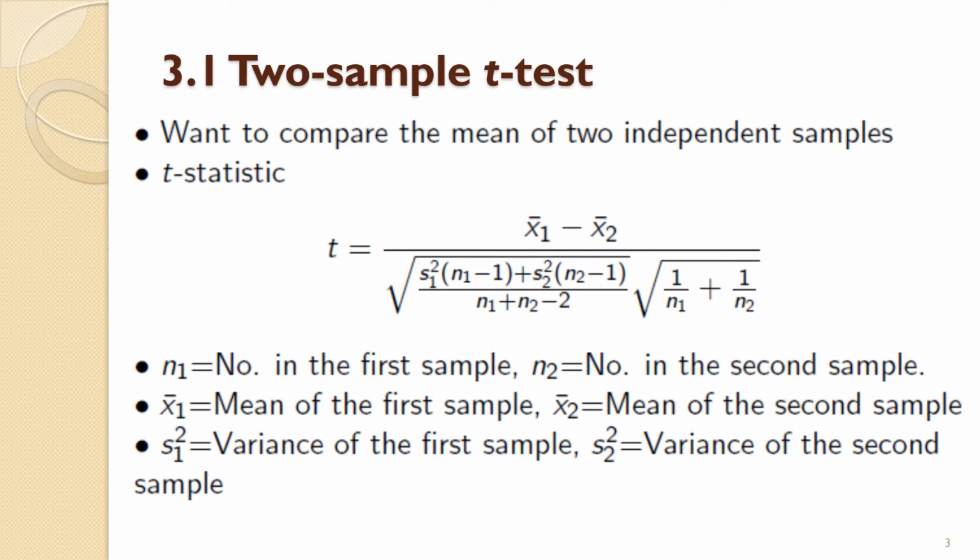So in terms of the notation then, n2 is the number in the second sample, x1 bar is the mean of the first sample, x2 bar the mean of the second sample, S1 squared is the variance of the first sample, S2 squared is the variance of the second sample.